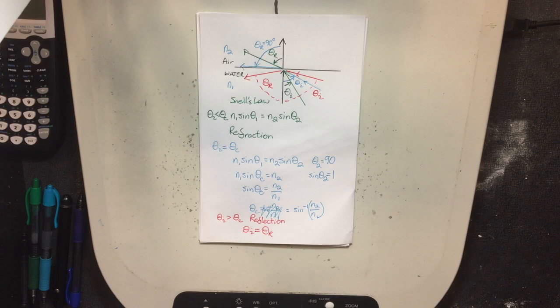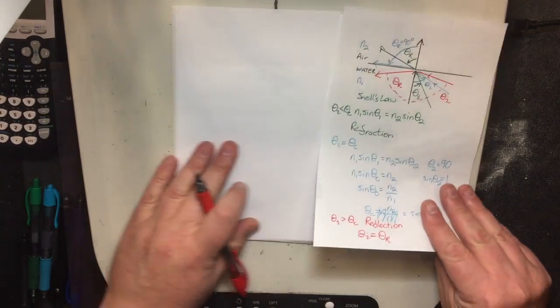So for angles less than the critical angle, you get refraction. Angles that equal the critical angle, you get that line. Angles greater than the critical angle, you get total internal reflection. And so those are the three situations.